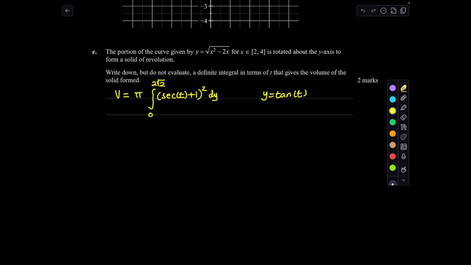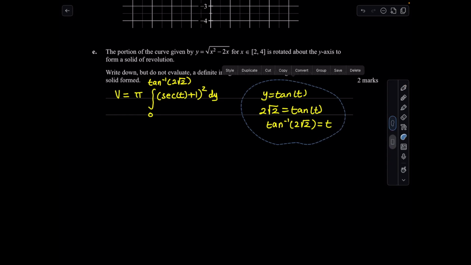But what about the upper limit? Let's put that also, and find what it is in terms of t. 2 root 2 equals tan t. It's just going to be the inverse. So the inverse tan of 2 root 2, that's going to be your t. So we can replace that with that: inverse tan of 2 root 2. Done.